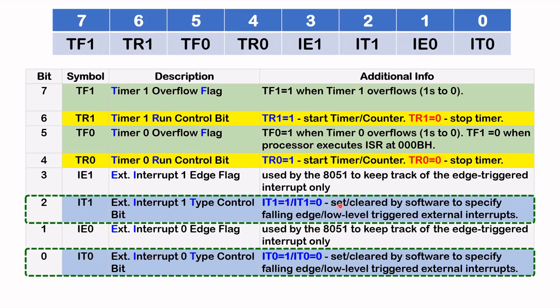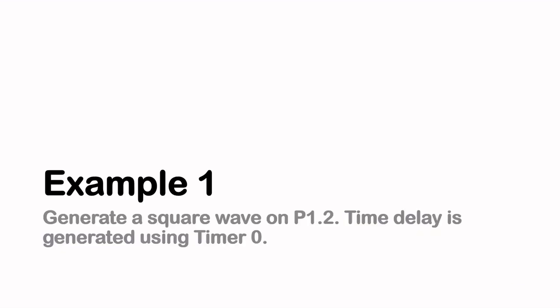Basically this is set or clear by software to specify falling edge or low level trigger external interrupts. We won't be dealing with these interrupts in this video. Okay, now that we've got the basic registers of the 8051 out of the way, let's look at an example.